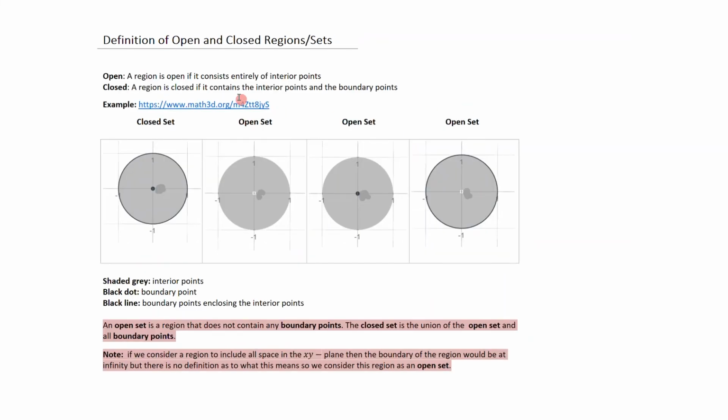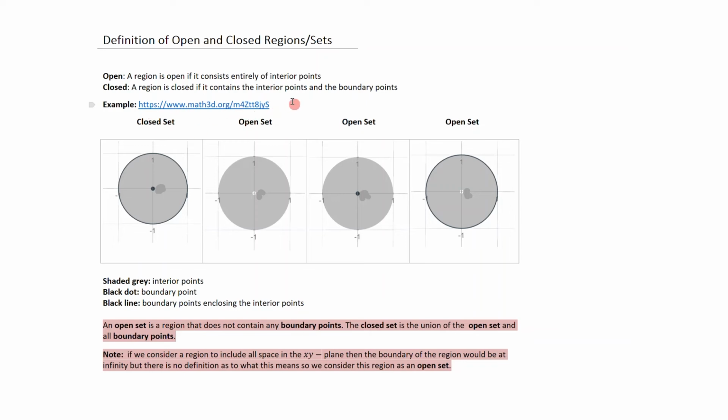All right, so now we come to the notion of what we mean by an open and closed region, or closed sets. By definition, a region is open if it consists entirely of interior points, and it's closed if it contains the interior points and the boundary points. The examples that I'm going to demonstrate below can all be found at this particular link.